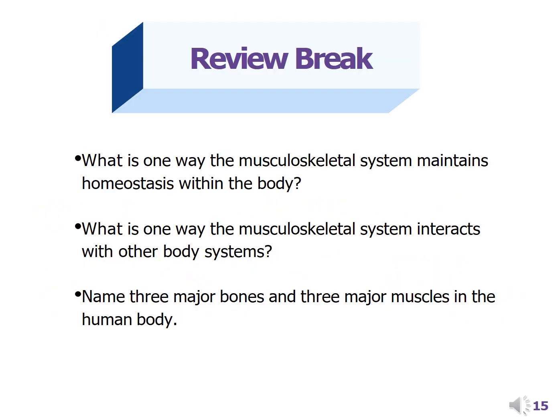Review break. What is one way the musculoskeletal system maintains homeostasis within the body? What is one way the musculoskeletal system interacts with other body systems? Name three major bones and three major muscles in the human body.